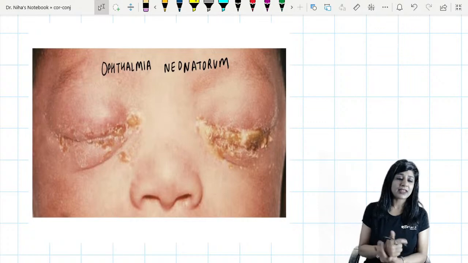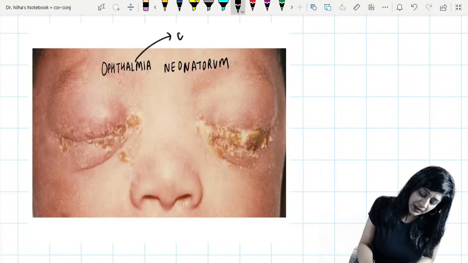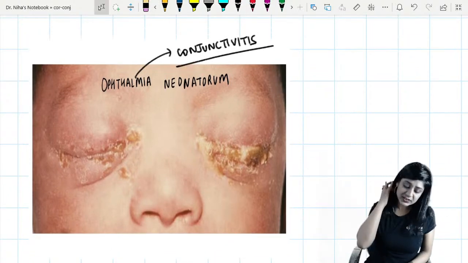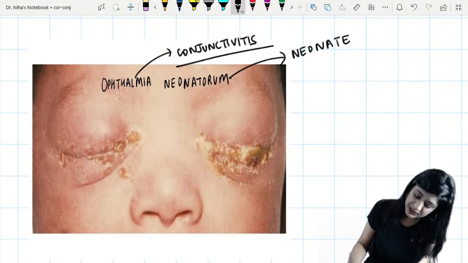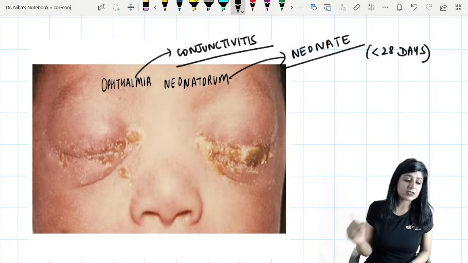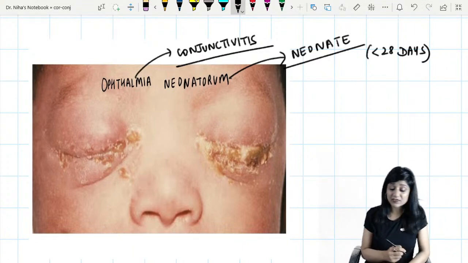Now this is your Ophthalmia neonatorum. Here we are having the conjunctivitis. Neonatorum means it is in the neonate. If you are having the conjunctivitis in a neonate, less than 28 days, then this is actually called Ophthalmia neonatorum.